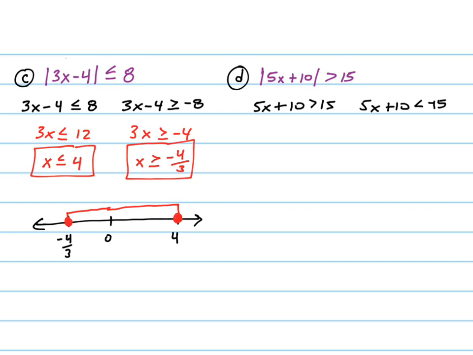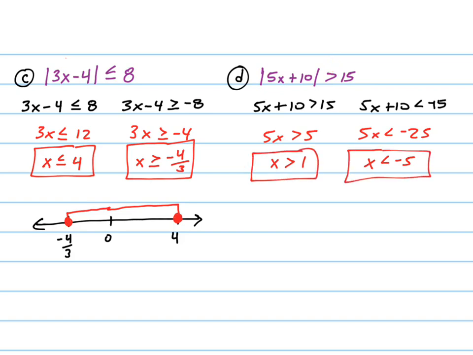So in this case, we're going to go ahead and solve. Subtract 10, so 5x greater than 5, divide by 5, x is greater than 1. Here we'll subtract 10, so 5x less than negative 25, divide by 5, x is less than negative 5. So previously when we had the greater than, when we started the absolute value inequalities like this, we saw the two graphs diverge. So let's see what happens here.